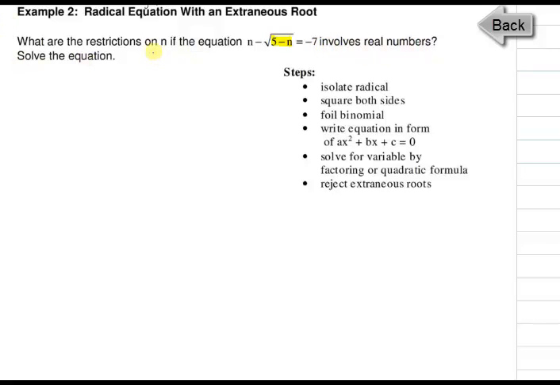So let's take a look at restrictions first. Our argument is 5 minus n, and because we have an even index, we know that 5 minus n has to be greater than or equal to 0. And so now we want to isolate the negative n. That means we have to move the 5 over to the right. It becomes negative. And we cannot consider this isolated until the n is positive. So that means that we are either going to multiply both sides of the equation by negative 1, or divide both sides by negative 1.